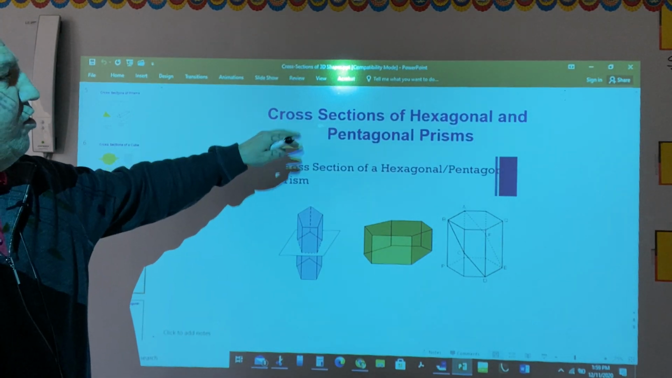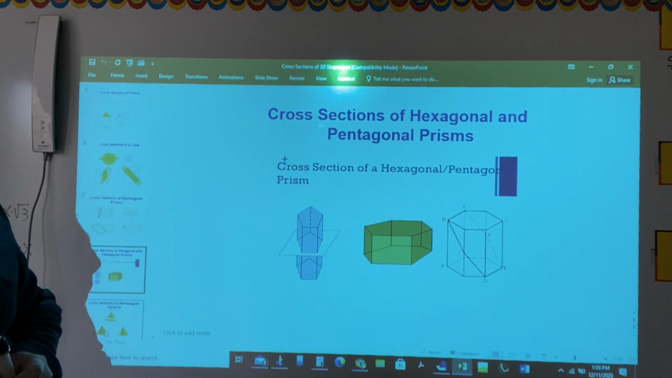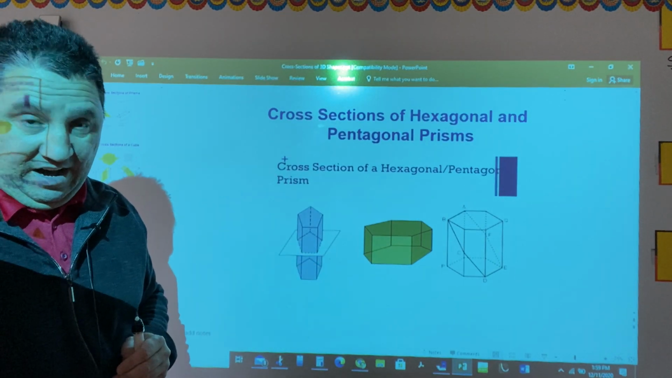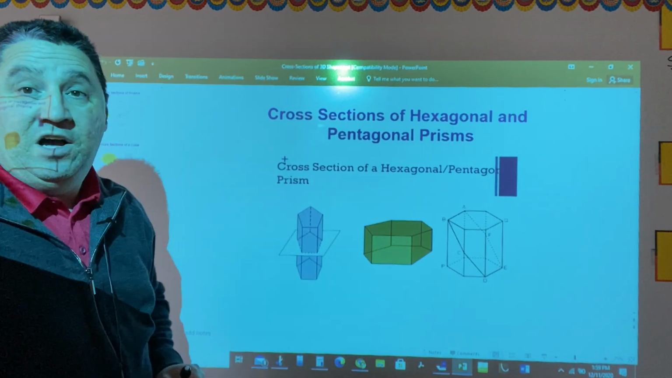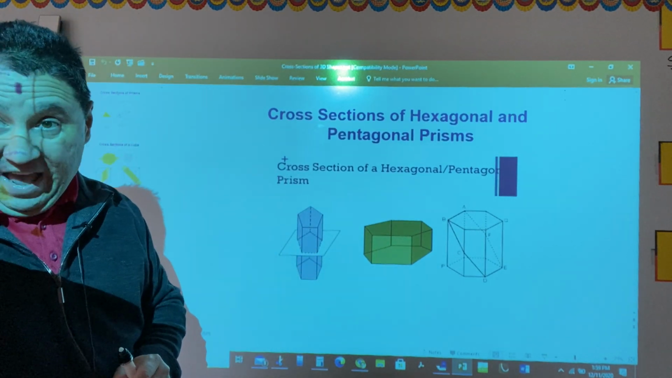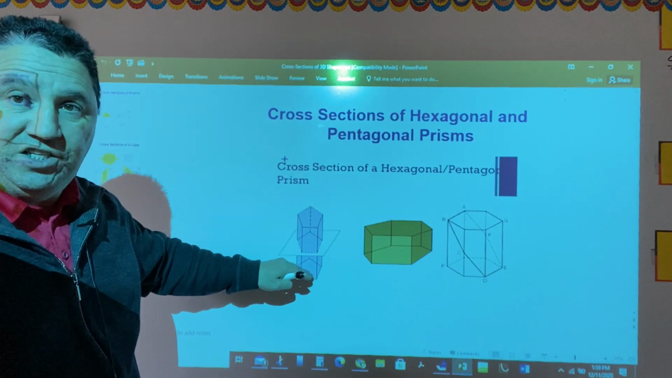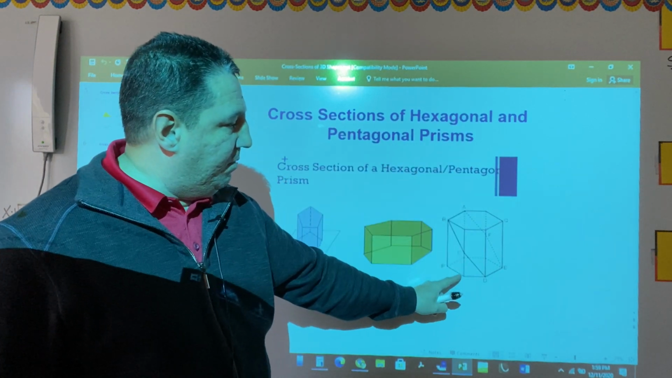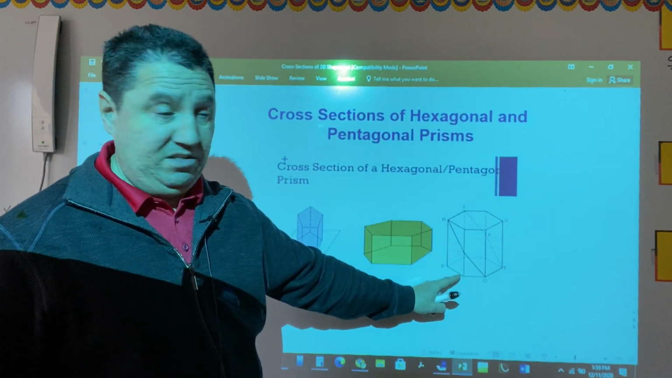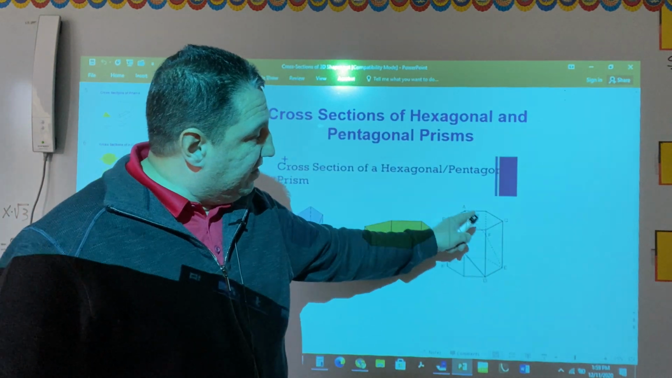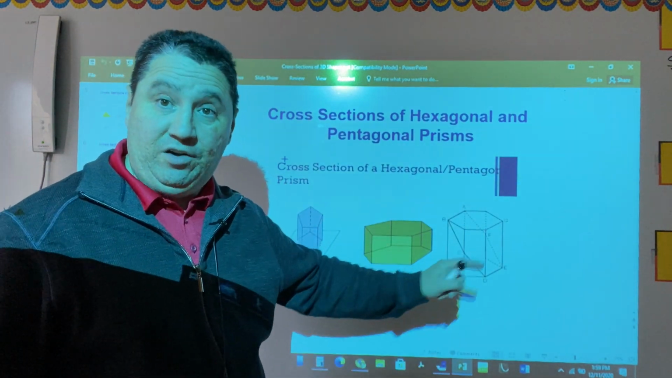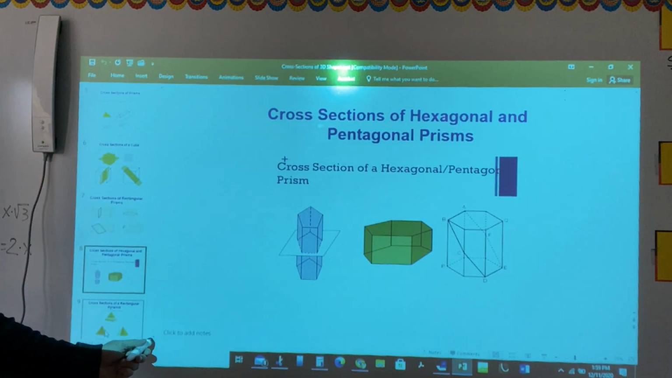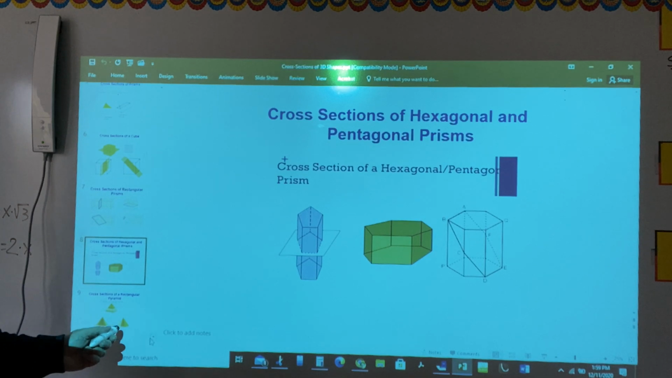Another example is cross sections of hexagonal and pentagonal prisms. This is a horizontal cut, so the resulting cross section would be a pentagon, the same as the shape of the base. If we cut obliquely a hexagonal prism, as we can see, the resulting cross section is a hexagon. Good. Let's move on to another type of solid.